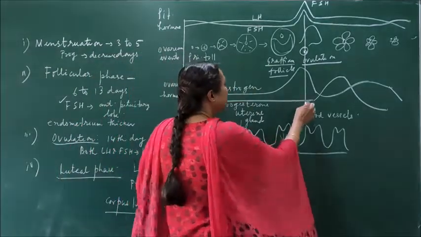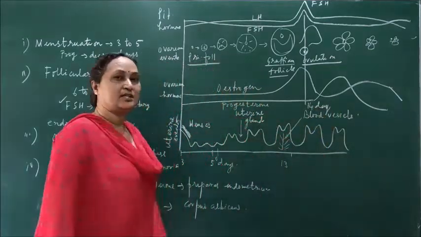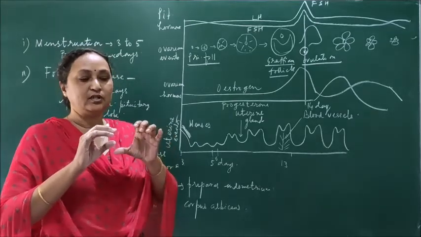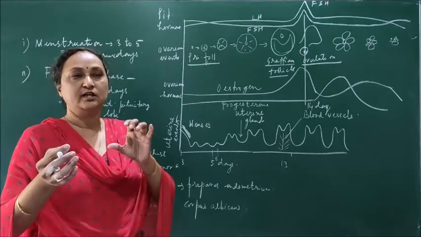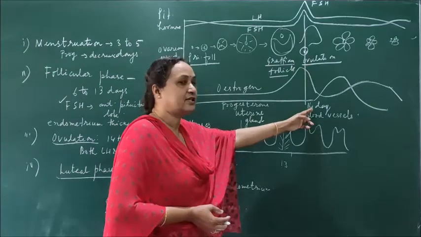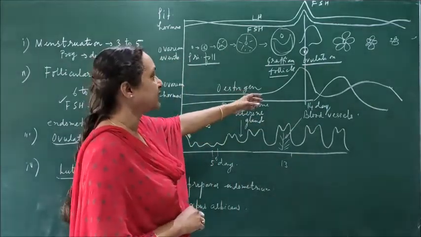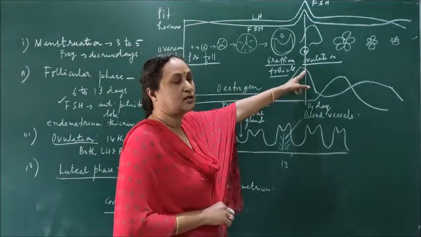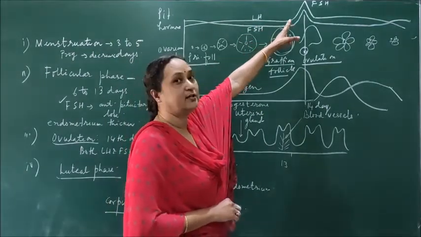Then on 14th day, what is happening? The Graafian follicle will break, and inside the Graafian follicle there is actually the ovum. So now the ovum is released out of the Graafian follicle, and the process is called ovulation. So ovulation is taking place exactly on the 14th day under the influence of the hormone, because at that time the amount of the estrogen is also highest, and also the luteinizing hormone and the follicle stimulating hormone are at the peak.